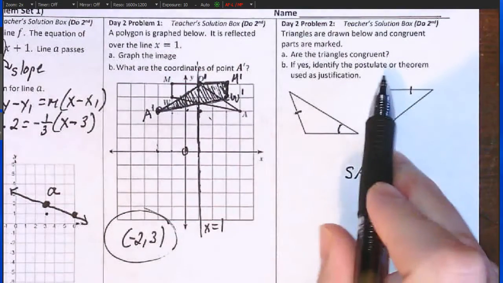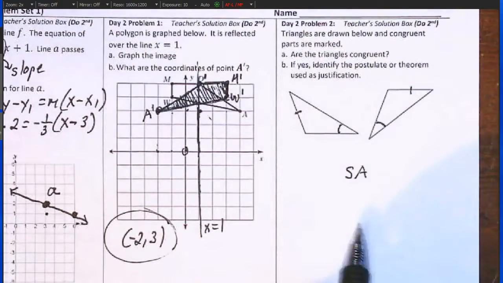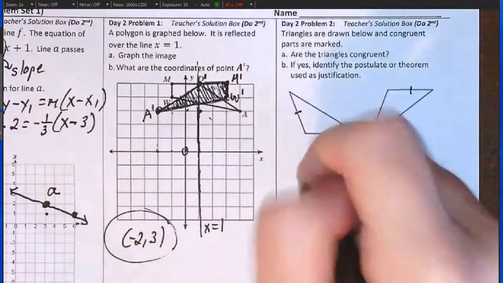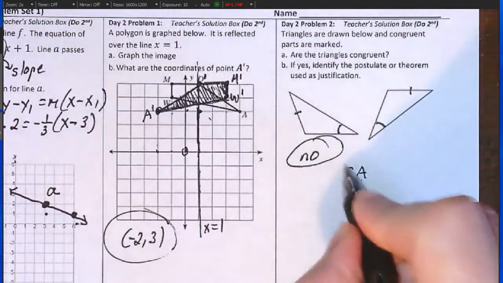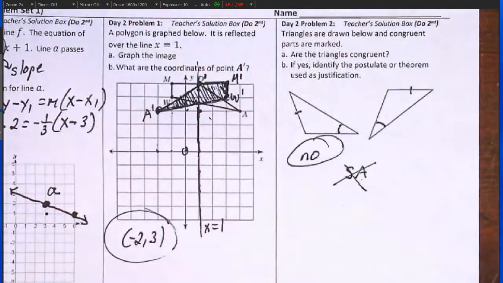Is there any postulate that we have learned about called the SA postulate? And there's not. So the answer to this question is no. We don't know for sure that those triangles are congruent. Not enough information has been given to us.